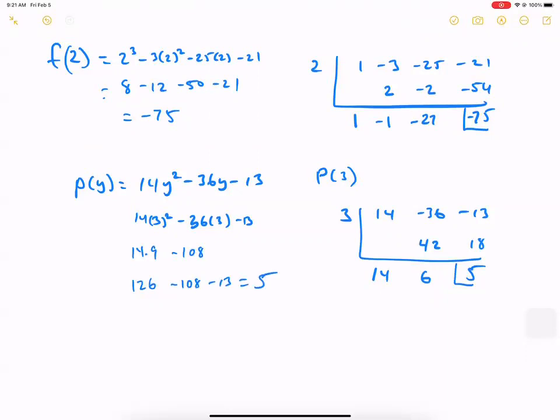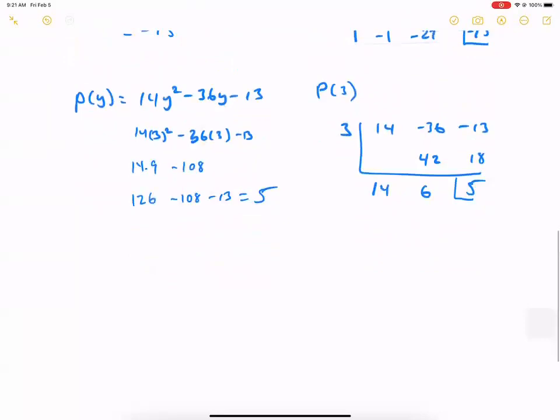Now, hopefully you guys are starting to see the benefits of using synthetic division. Should you always use it? No. But is it a nice tool to have? Yes. Imagine if you're taking SATs and you're on the non-calculator portion, and they're expecting you to plug in something like this. Synthetic division would be a helpful tool for us to use. Let's try another one.